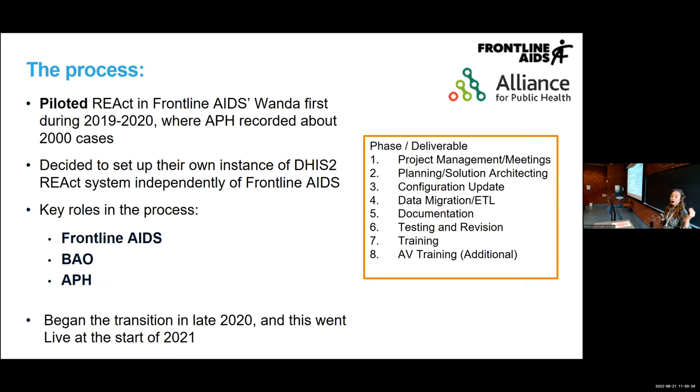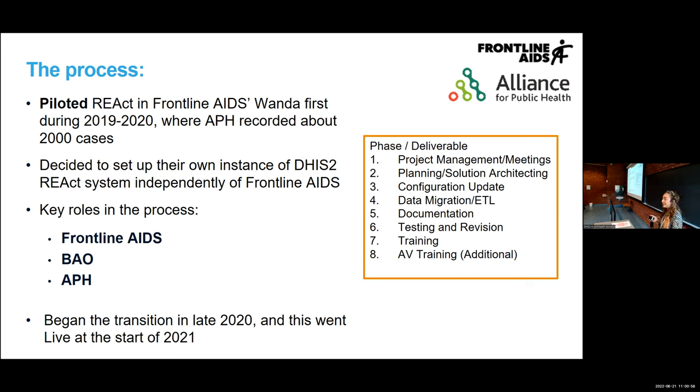The people that were involved were Frontline Aids, BAO, who's in the room, and APH themselves. So BAO were setting up the new system based on the configuration of our Wonder, and they also had to migrate all the existing data from the system into the new instance. It began in late 2020, went live at the start of 2021, so it didn't take that long to do.